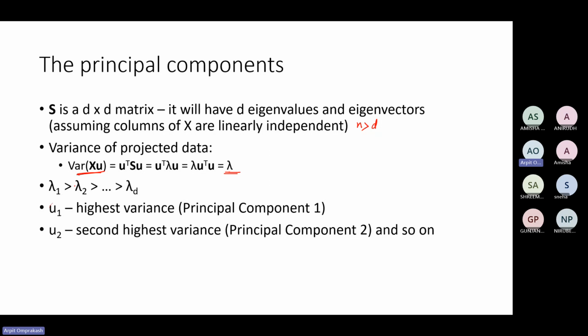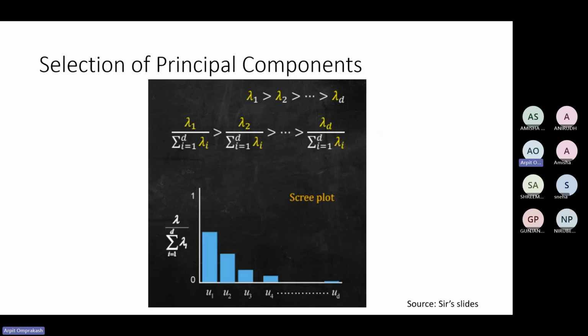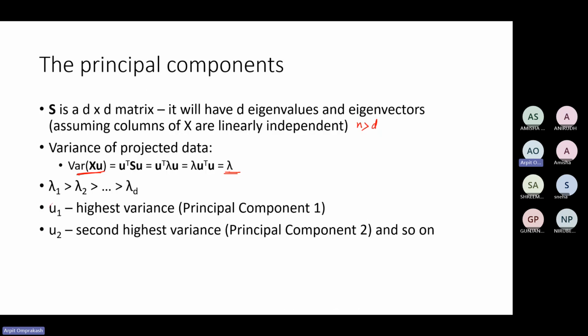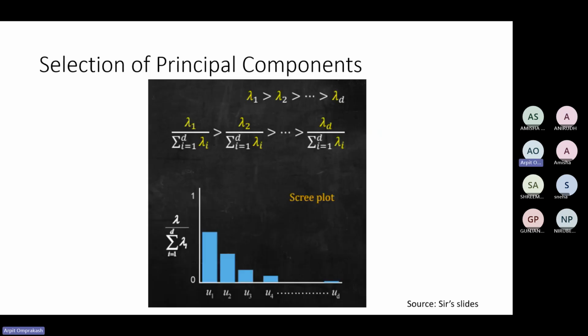U2 has eigenvalue lambda 2, the second highest. It explains the second highest variance, and it is called principal component 2, and so on till principal component D. So we'll have all the principal components from 1 to D. Now we have D principal components from our data, which are basically D new axes in which we can represent our data. We again have D dimensions, and we need to discard some axes and limit ourselves to a few.